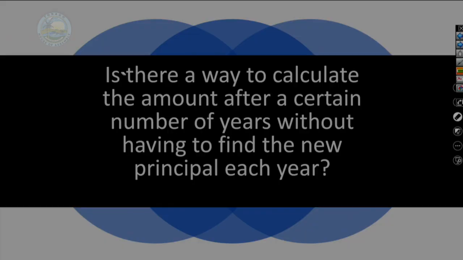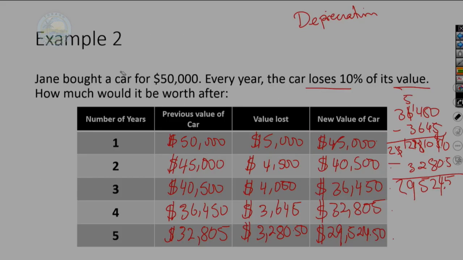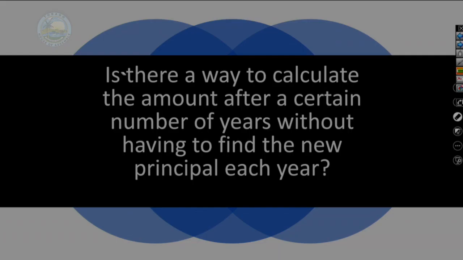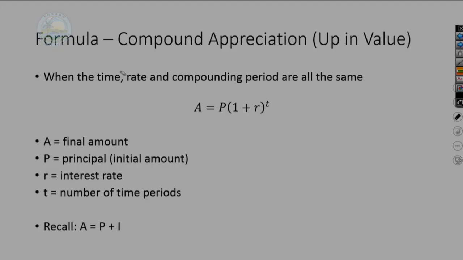So let's go. Is there a way to calculate the amount after a certain number of years without having to actually go through and calculate the new principal each year? Instead of having to do all of this drama, is there a formula? Is there something that we could do instead of having to do all that hard work? Come on, this is mathematics. Of course, there's a formula for compound interest. So here we have the wonderful formula.